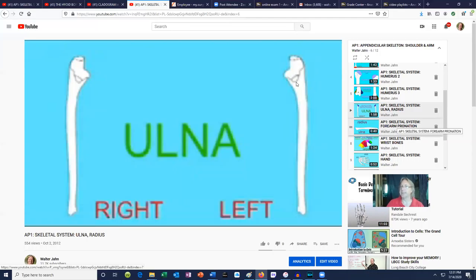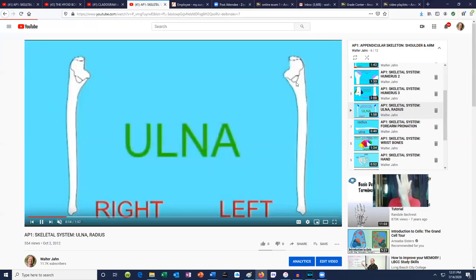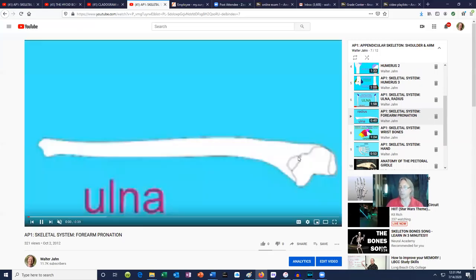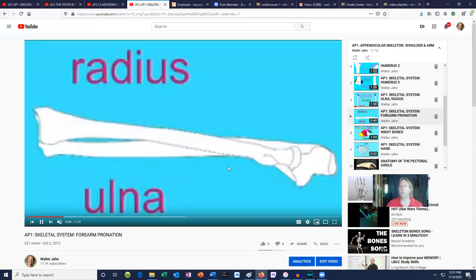But the radius sits in just a way that the proximal end can rotate. This allows us to pronate and supinate the arm, as the proximal end of the radius will rotate and move over the ulna, and then the distal end.